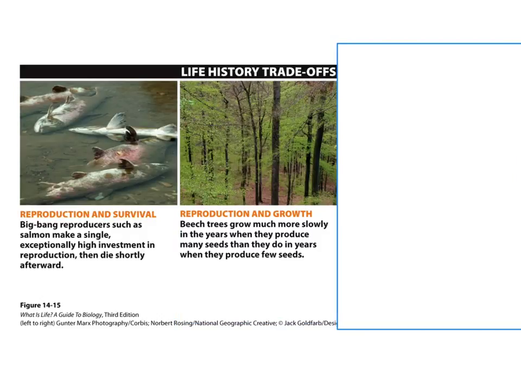Some organisms focus more on reproduction and growth, and we see a trade-off between these two. Beech trees, for example, grow more slowly in years when they produce many seeds. In years where they produce few seeds, they will put more energy into growth, making themselves bigger and larger overall.